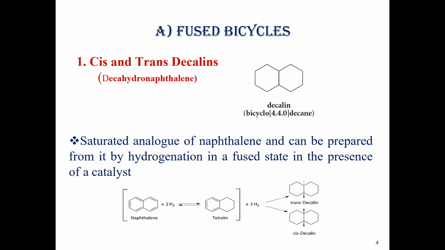How to synthesize decalin? Via naphthalene. Hydrogenation of naphthalene converts it into tetralin. Again, tetralin is hydrogenated to give decalin, and decalin has two isomers, trans decalin and cis decalin.